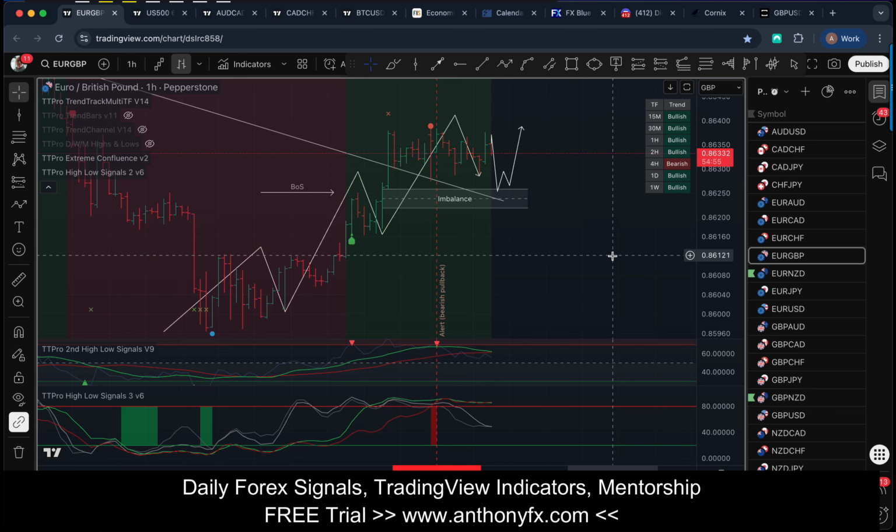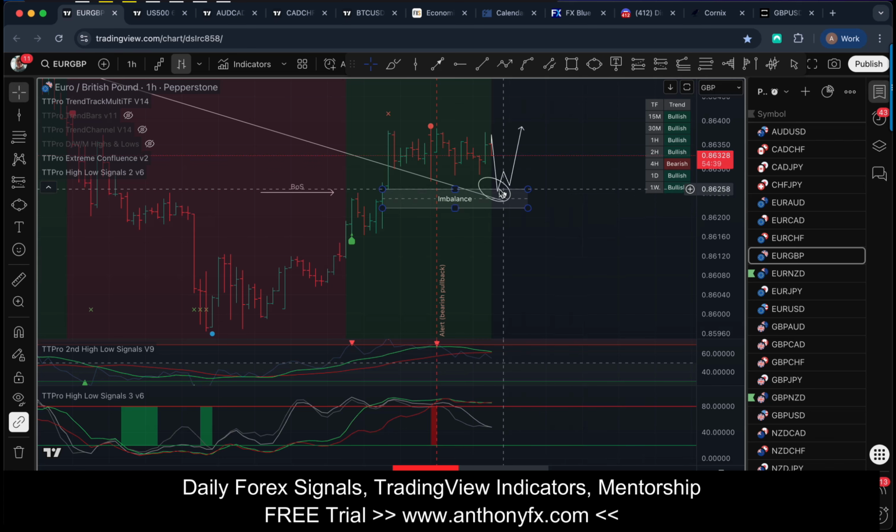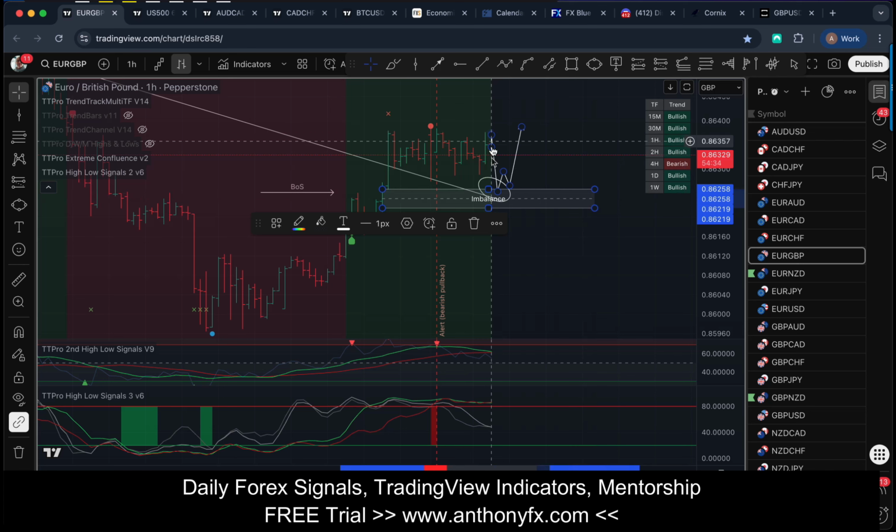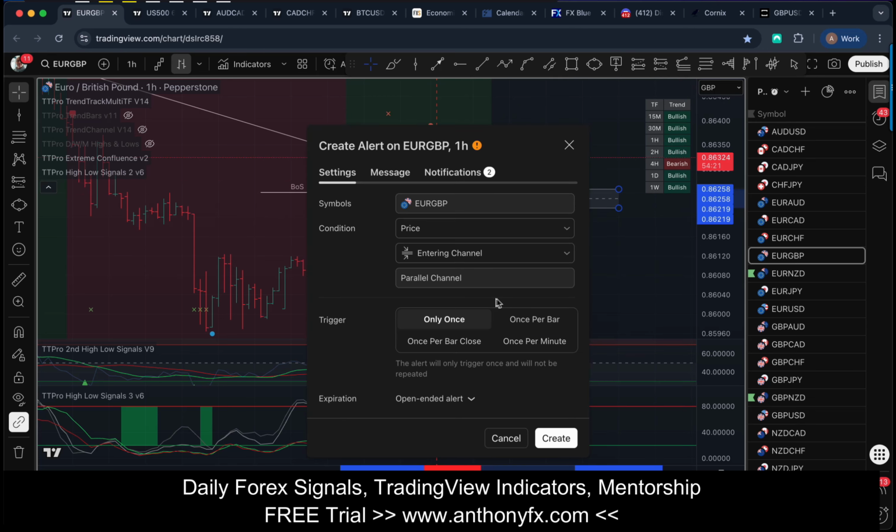I think I'm probably inclined to run with this idea here. Let's see if we get that. You can actually set this up as an alert too if you want to see if it pulls back. So I'd want to see this green turn red and then red turn green, alert, entering channel. There you go.